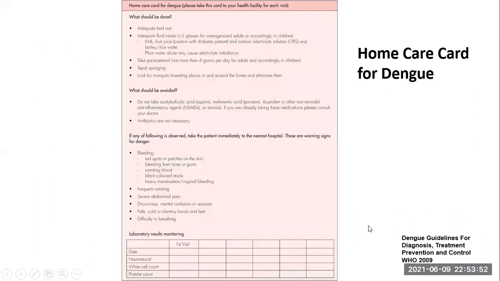So this is the WHO suggested home care card for dengue. So this instructs the patient on what should be done, on what should be avoided, and what are the warning signs that should be watched out for, as well as the laboratory results that are done daily, so that you could know if there is a problem in the hematocrit.